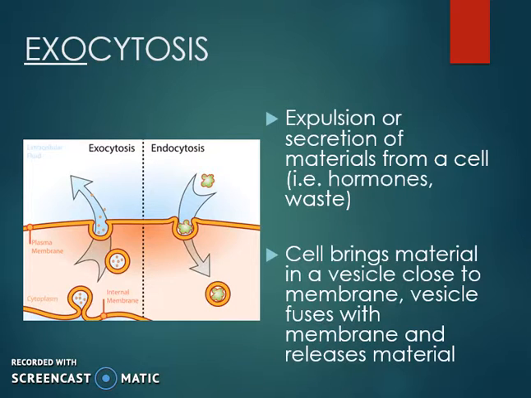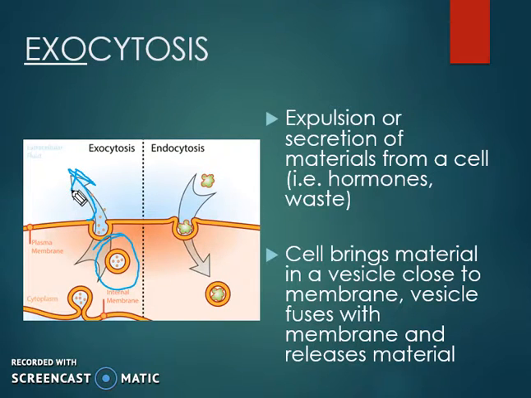Then you have exocytosis. Exo means exiting, moving. So this is the expulsion or exiting or secretion of materials from the cell outward. Sometimes those things that are moving outwards are hormones, which are good things leaving the cell to send a message somewhere else in the body. And then sometimes they're waste products that you just want to get out of that cell. But the cell is going to bring them in a tiny little bubble that we call a vesicle close to the membrane. It's going to attach itself to the membrane and open and release all the stuff, and everything's going to go out.